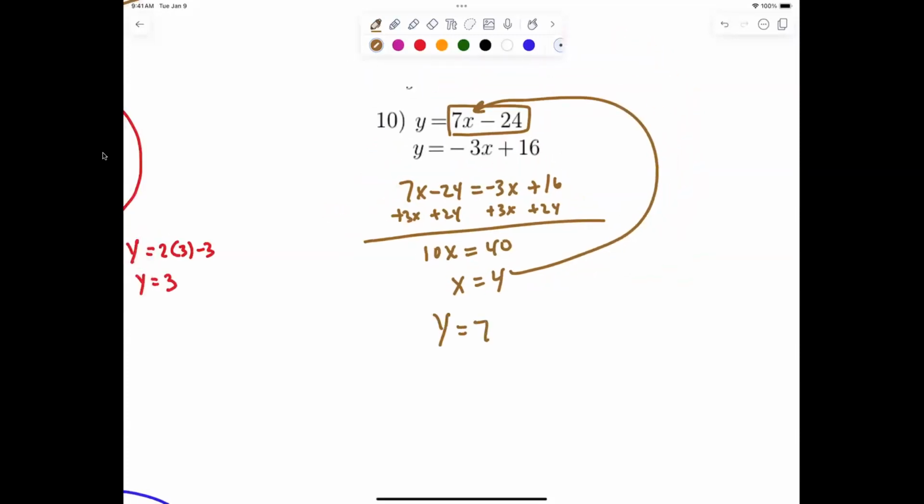Y equals 7 times 4 minus 24. Correct answer, 4 comma 4. Yes, sir. It doesn't matter if you plug in the bottom one. Yeah, let's plug it in the bottom one, just so you understand. What's -3 times 4? -12 plus 16. Still 4. You know what I mean? It doesn't matter which one.